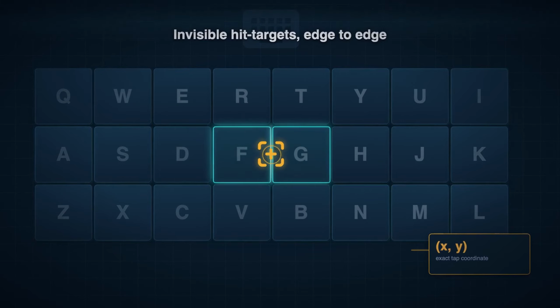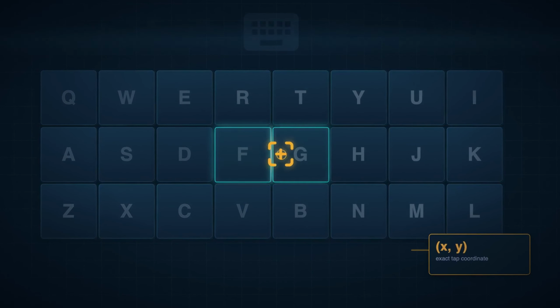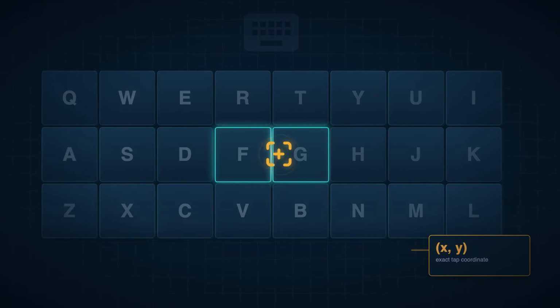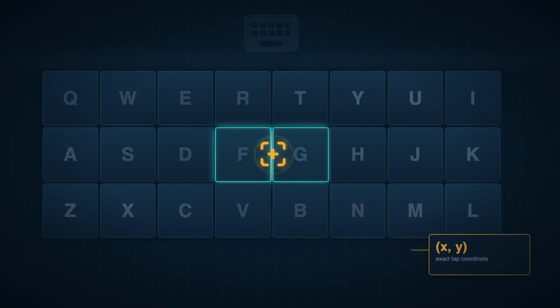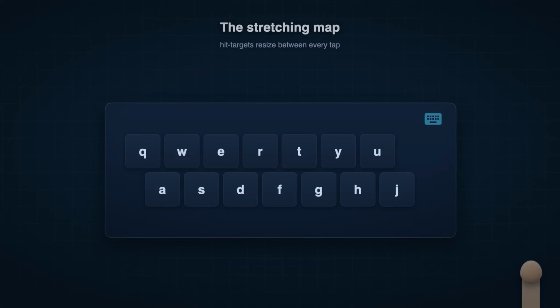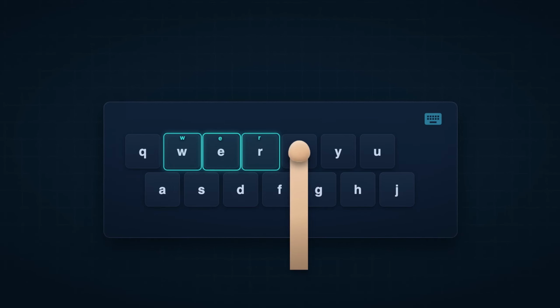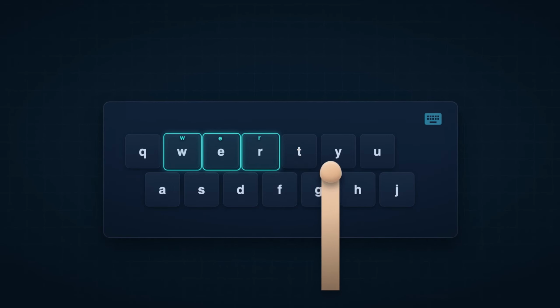So the phone needs something more than coordinates. It needs a way to tilt the odds, to make one key easier to hit than its neighbor before your finger even lands. Which raises the obvious question, how could it possibly know that in advance? Here is the trick that makes it work. Those hit targets are not fixed. The keyboard resizes them in real time, silently and invisibly between every tap. This is the stretching map from the title, and it is the heart of the whole system.